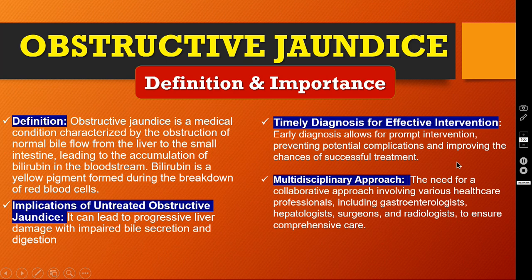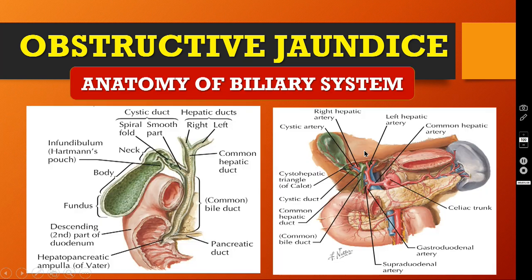Obstructive jaundice is not only treated by surgeons; it is treated by a multidisciplinary team consisting of a gastroenterologist, hepatologist, oncological surgeon, radiation oncologist, and medical oncologist to ensure comprehensive care for these patients.